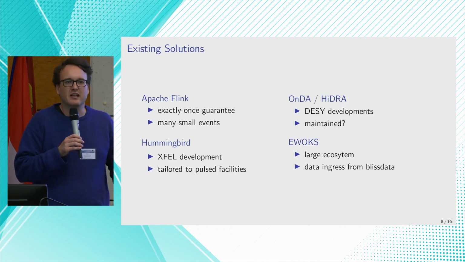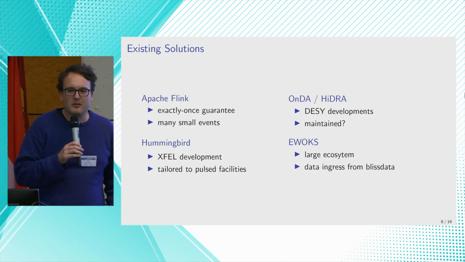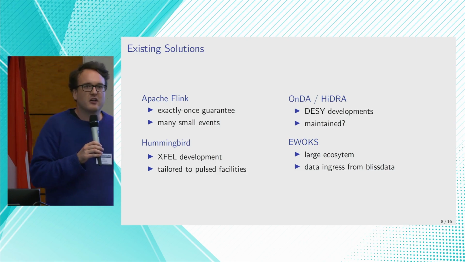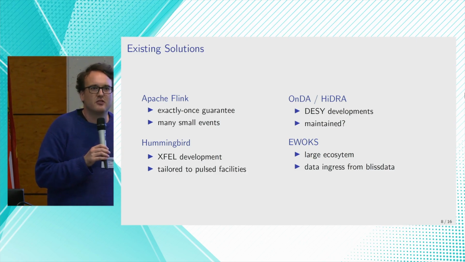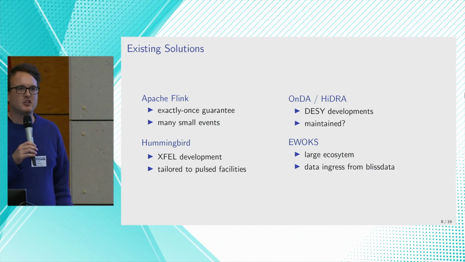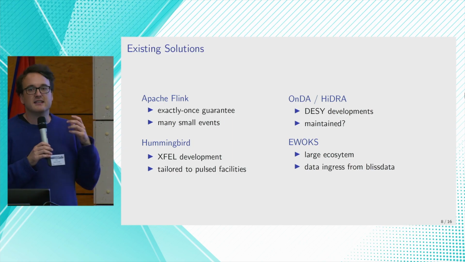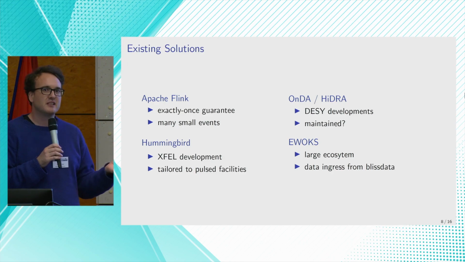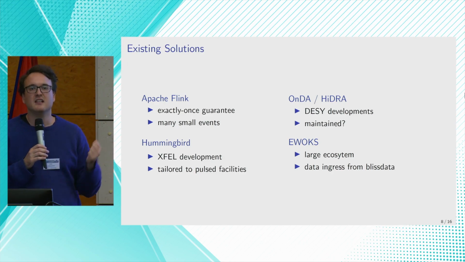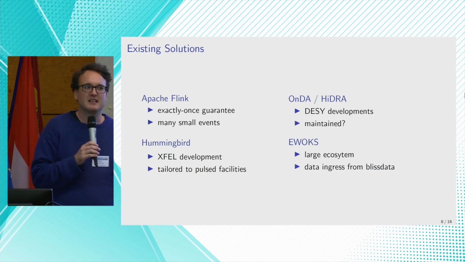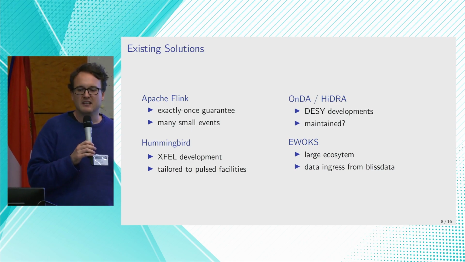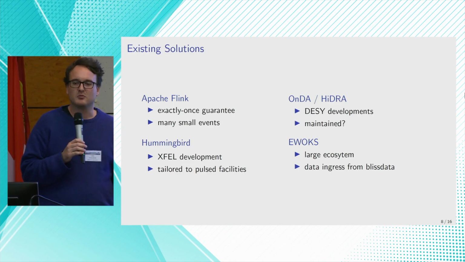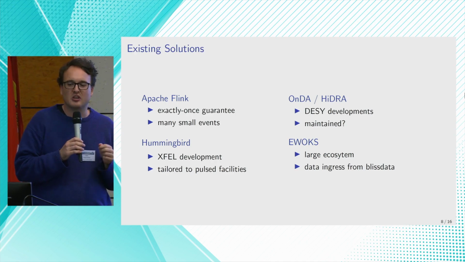Because it's basically gluing together tools, we looked around what else exists, because we should not reinvent the wheel just because we want to learn something. There are amazing distributed stream processing tools, for example, Apache Flink. This has the exactly-once guarantee, so it caches events and makes sure that they are processed. If you want to cache events at multiple gigabytes per second, you extremely quickly run out of memory. But it works extremely well for small events. We unfortunately don't have small events.